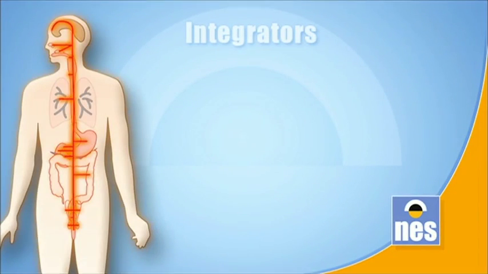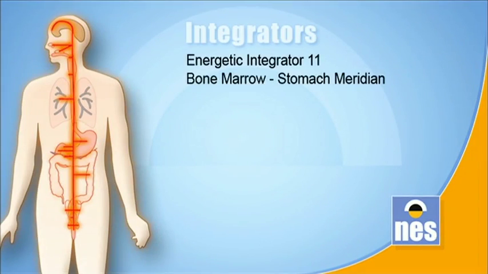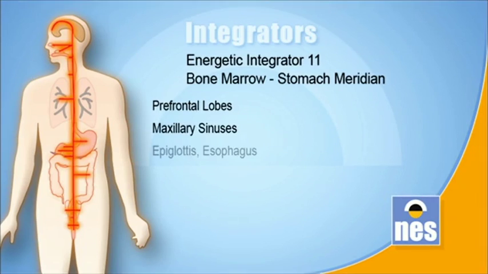Integrator 11 mind map. We start at the top looking at the prefrontal lobes. Remember, the prefrontal lobes for the higher brain centres, going to maxillary sinuses, the ones right next to the nose at the top of the jaw, epiglottis and esophagus. So far so good. The Integrator 11 has got a lot of aspects.